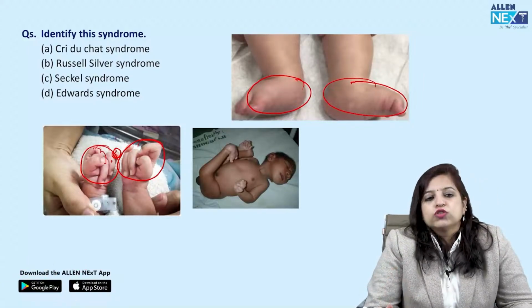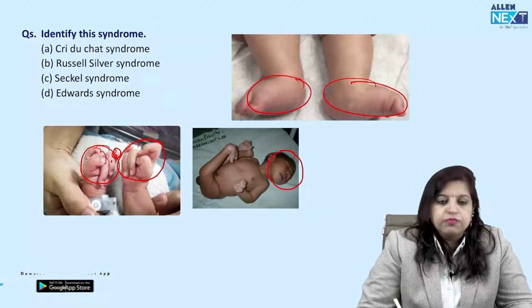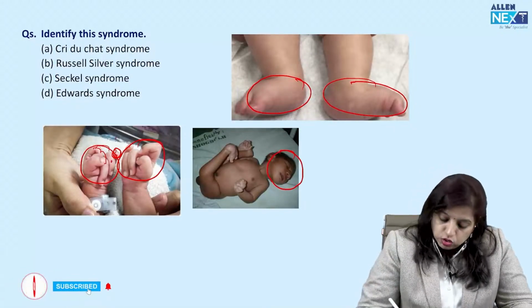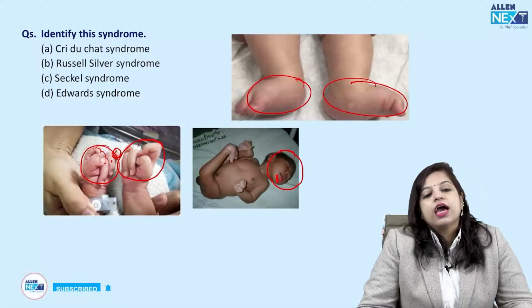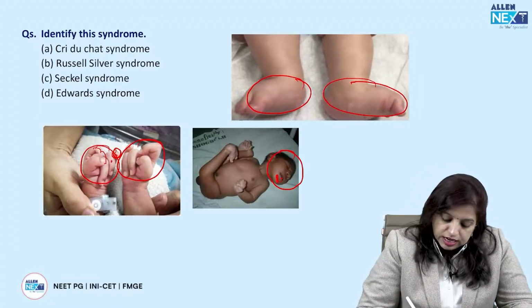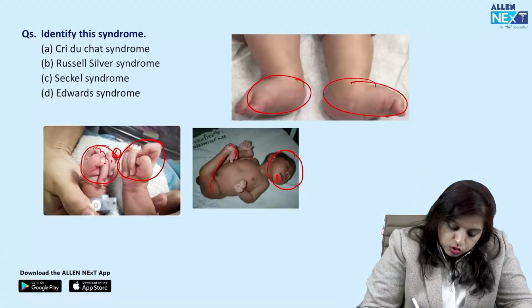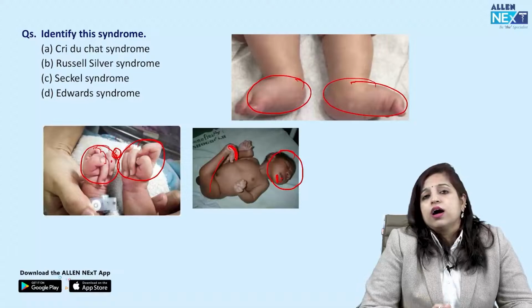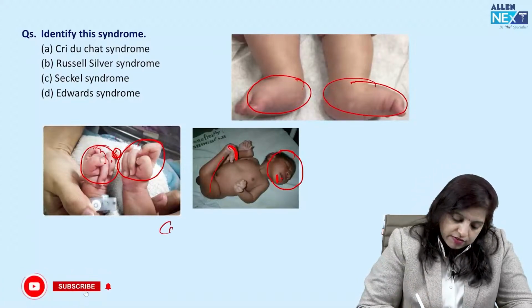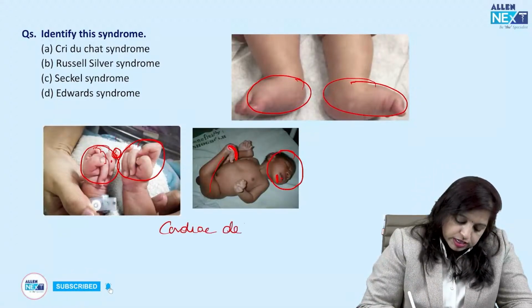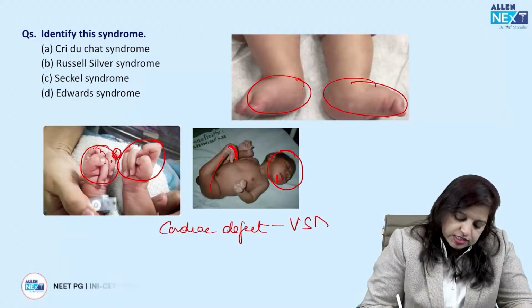And this with the closed fist, and the child is definitely having microcephaly, and the child is also having micrognathia. And what you can see is the narrow hips with limited abduction, and this you can see is the rocker bottom feet. So apart from this, these children also have cardiac defects, very, very important, and the commonest cardiac defect is the VSD in this child.